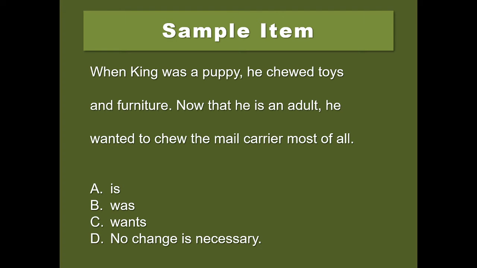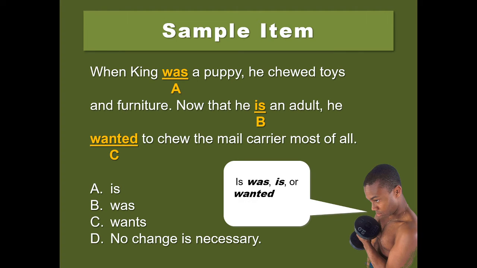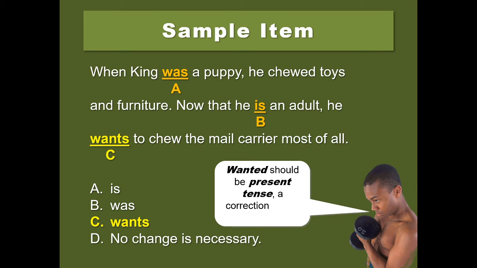Here's the sample item. When King was a puppy, he chewed toys and furniture. Now that he's an adult, he wanted to chew the mail carrier most of all. Would the example of a tense shift be A, is; B, was; C, wants; or D, no change is necessary? That's right. The correct answer would be wants. See, it couldn't be wanted because in the first sentence, you have a view into the past. Then it goes to the present. So there's no need for this to be in the past tense.